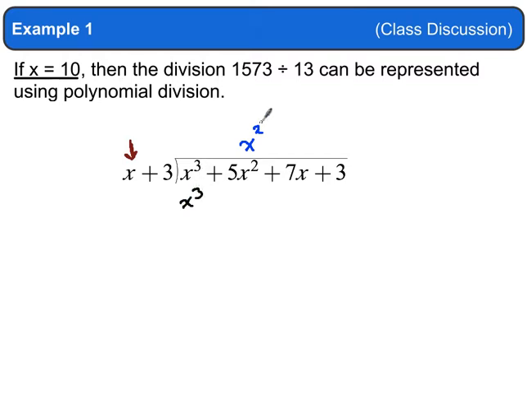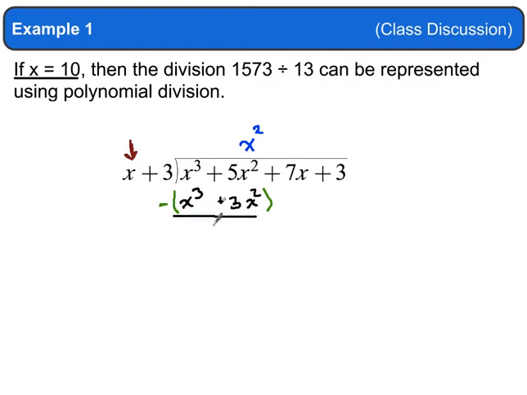So notice how those match. And then x squared times 3 is a positive 3x squared. I recommend, it's not required, but I think it's a good idea to put these in parentheses. That way you know that goes together. And then put a minus sign in front.